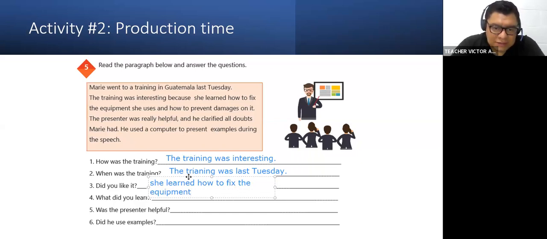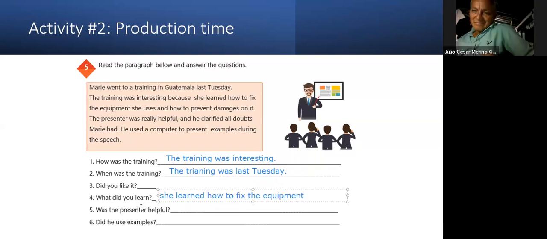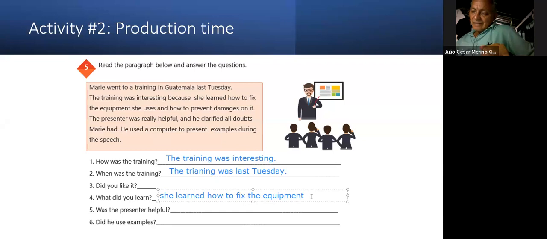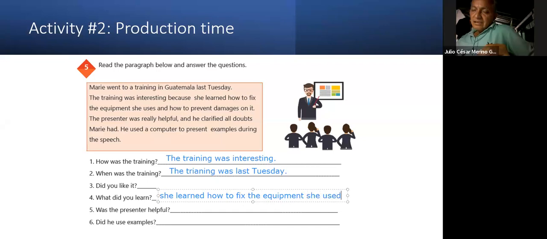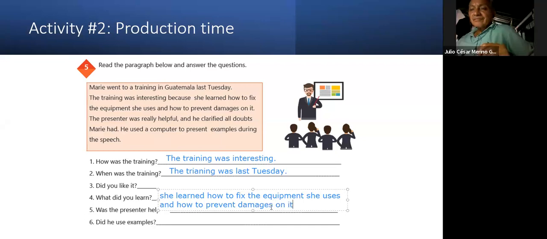All right, but I think this is about question 4, right? What did you learn? She learned how to fix the equipment. Okay, yeah, that's right. Only that, guys, how to fix the equipment? And how to prevent damage on it. Exactly, on it. Good job.